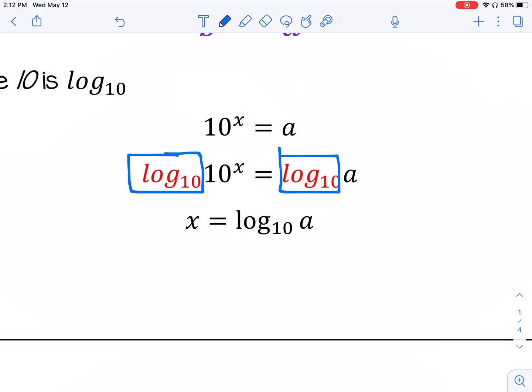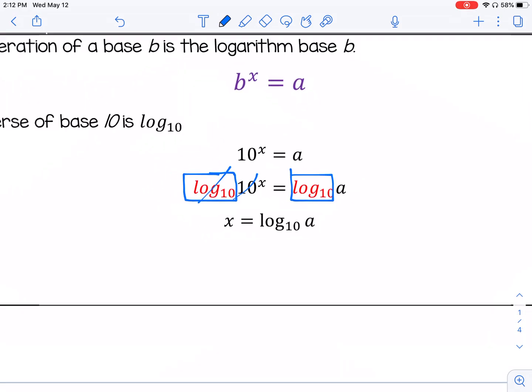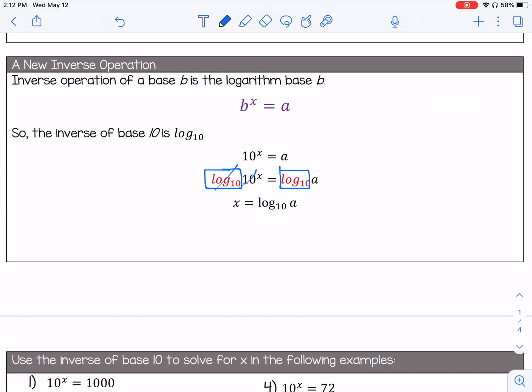Once you take the log of both sides, that log base 10 takes care of that 10 that you have there. So then you're left with just x. And then in your calculator, I'll show you in some other examples, you take log base 10 of whatever that a is. Okay, so that's in general.